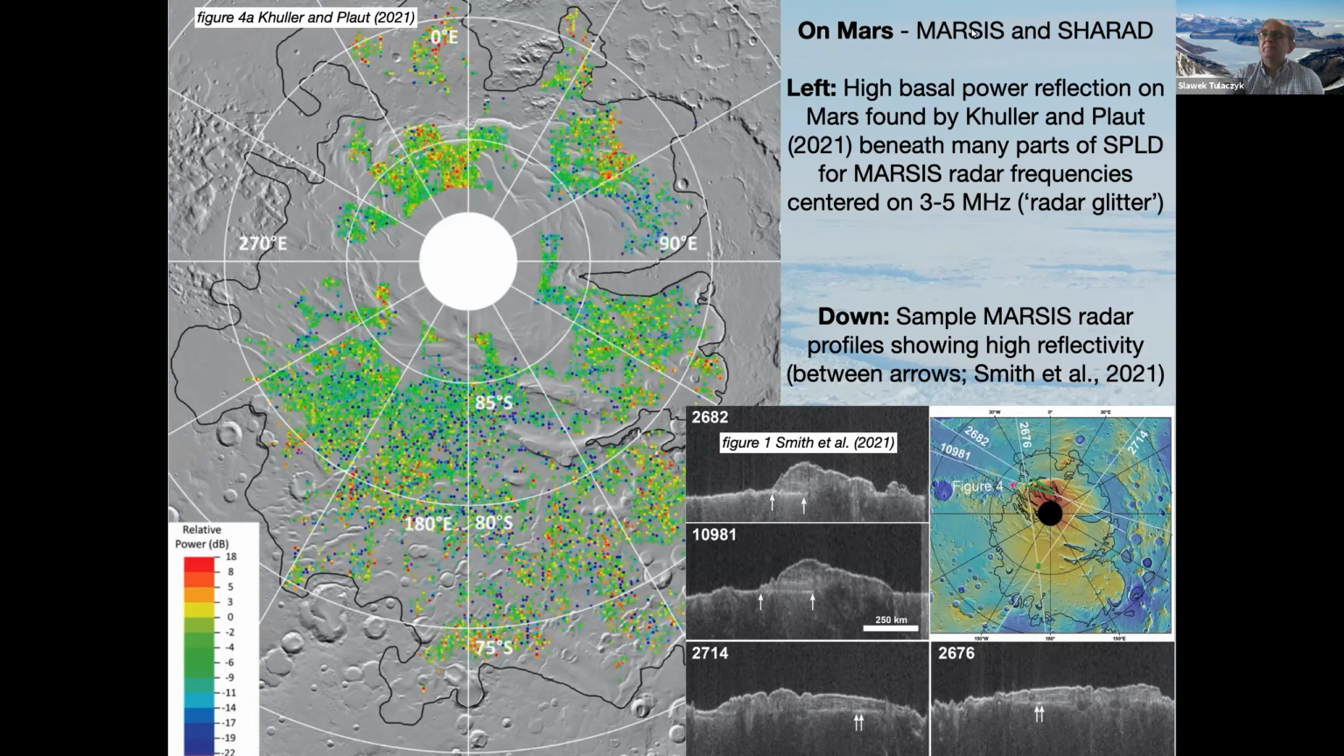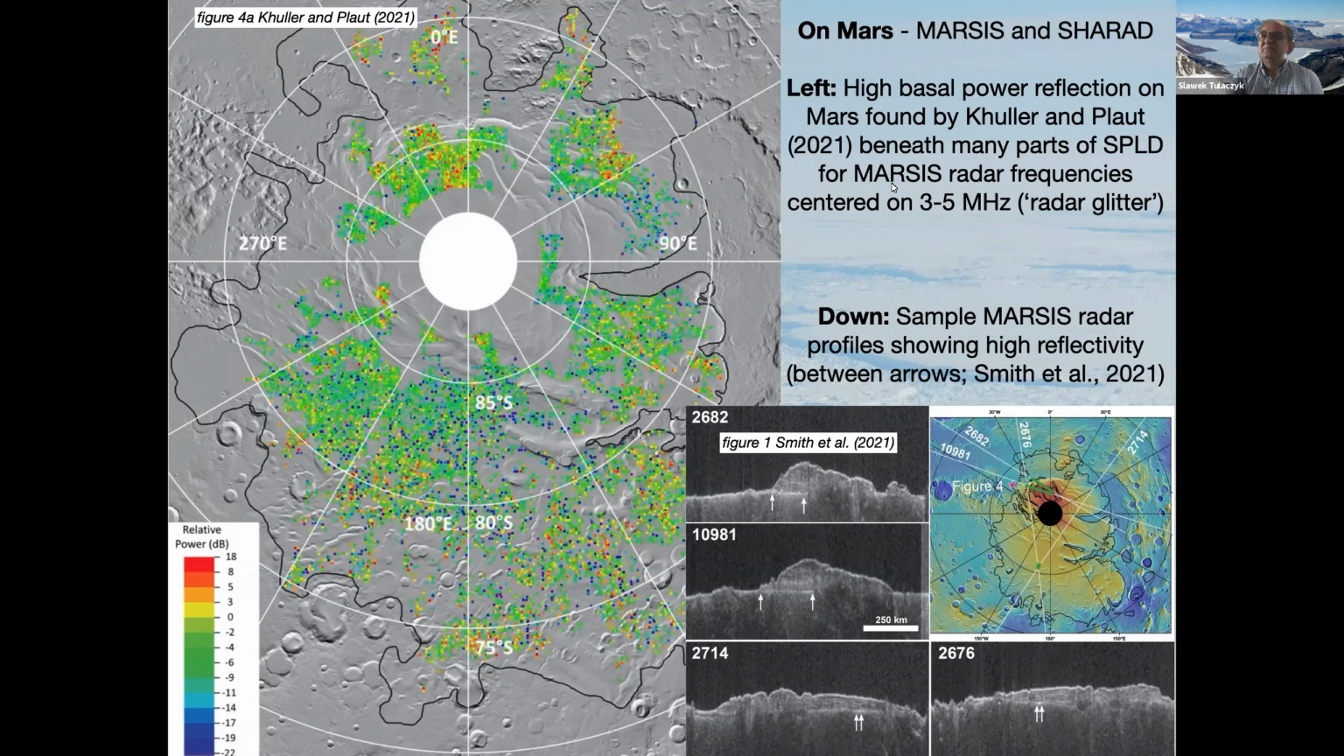This one operates at somewhat lower frequencies, 3, 4, 5 megahertz center frequencies, and then SHARAD is either 20 or 30. Probably because of that higher frequency, SHARAD tends to reflect less from the bed. It doesn't produce a bed reflection as much as MARSIS, and hence the mapping that exists of the basal radar power coming from the bed on Mars is mostly from the lower frequency MARSIS radar.